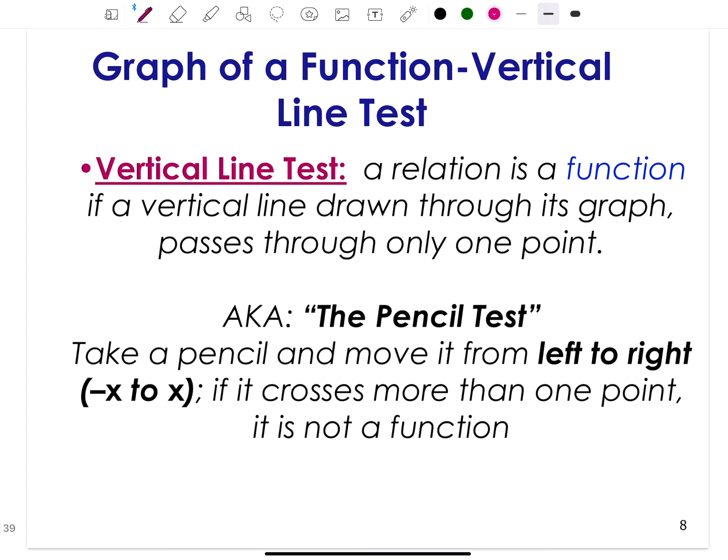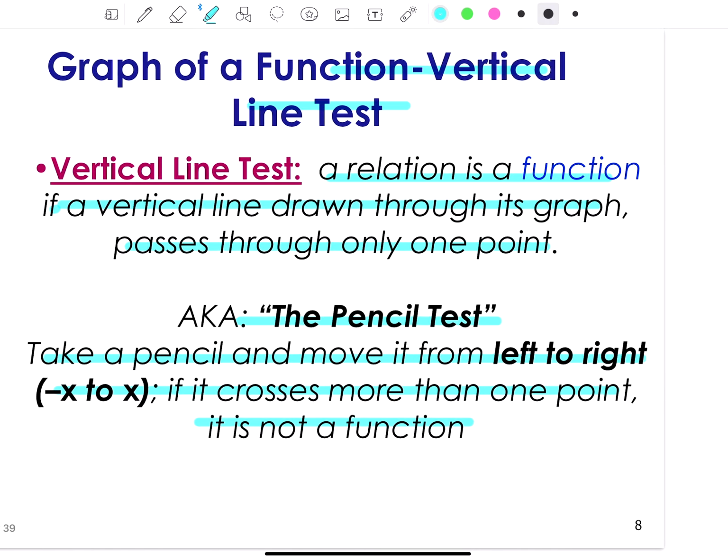The graph of a function can be tested using the vertical line test. So a relation is a function if a vertical line drawn through its graph passes through only one point. A vertical line should not touch the graph at more than one point. We also call it the pencil test. So if you move a pencil from left to right on your graph, your pencil should not touch the graph at more than one point.